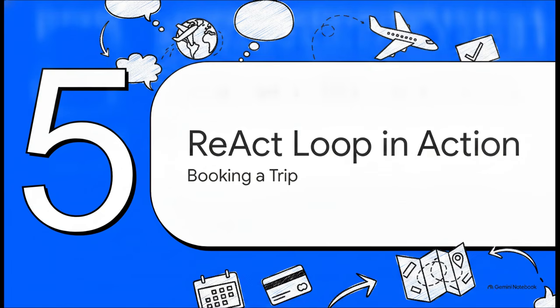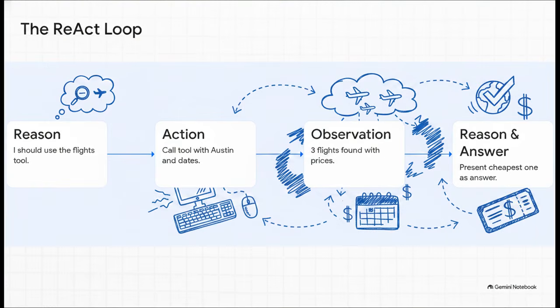Okay, Section 5, the ReAct loop in action. Let's actually look at how this loop builds to accomplish a real-world task, like, say, booking a trip. Imagine you need flights from Austin to Zurich. Here's how ReAct handles it. First, it reasons, okay, I should use the flights tool. Next, the action. It actually calls the tool with your specific dates and locations. Then, observation. The tool returns 3 live flight prices. And finally, it reasons again. All right, I should present the cheapest one as the final answer. It's this precise, continuous loop of thinking, doing, and seeing. That is what allows the model to smoothly navigate the real world.